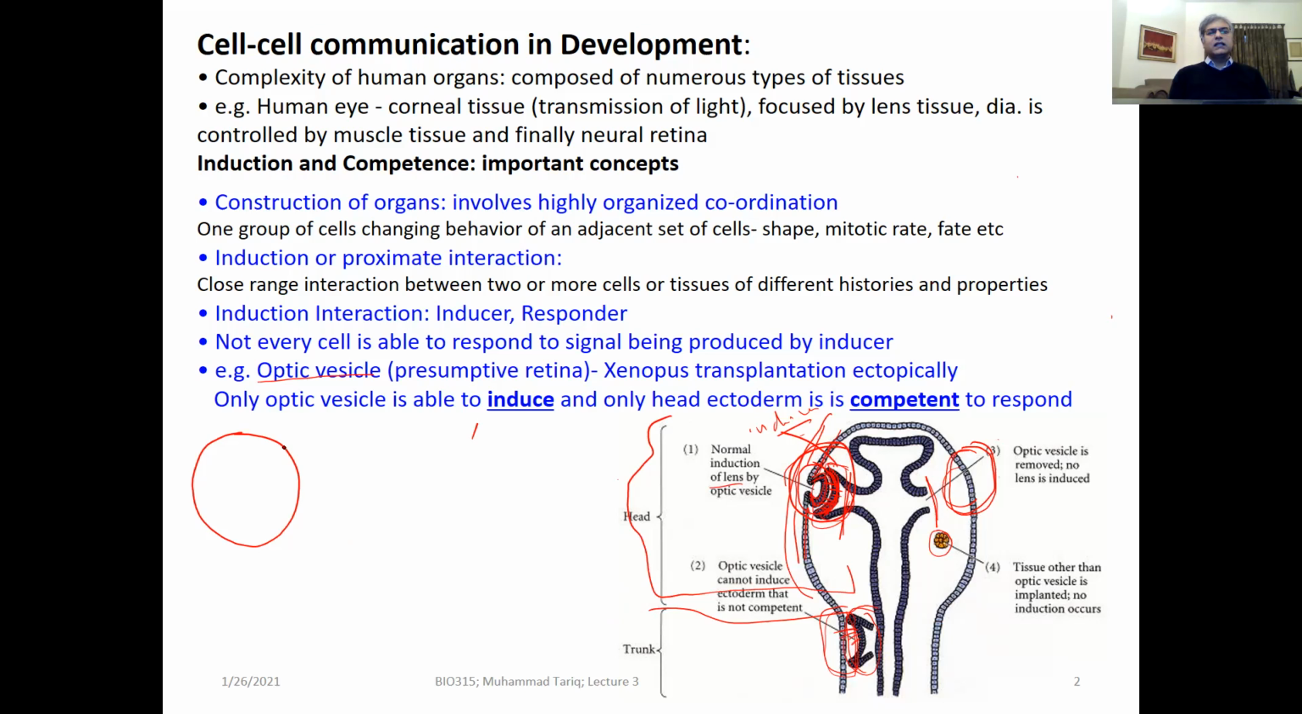Yes, sir. I was just wondering if it's possible for the signaling molecules to move from the trunk area to those cells which are competent to respond. Since we have the optic vesicle here, and we have signals here as well, is there any possibility that the signaling molecules will move from here to the head part, where the ectodermal cells are actually responding to these molecules?